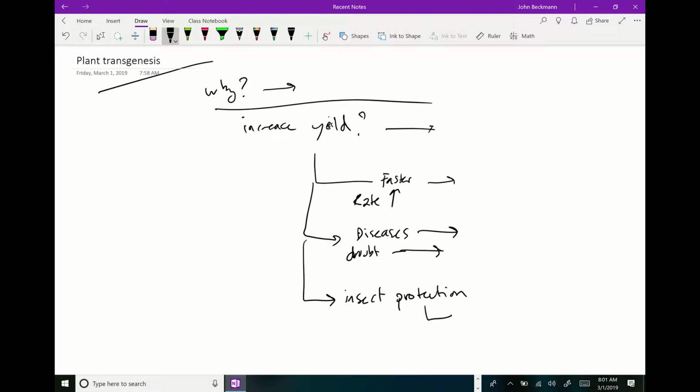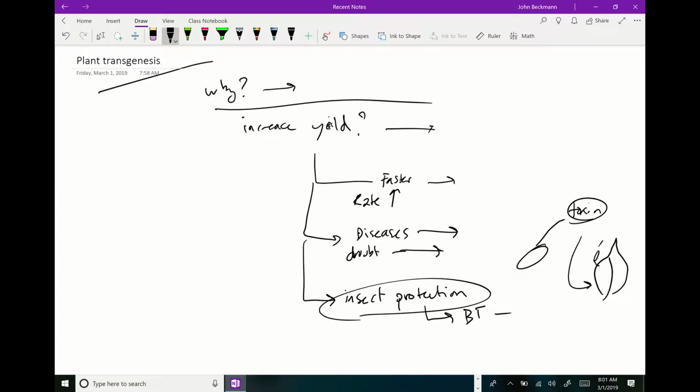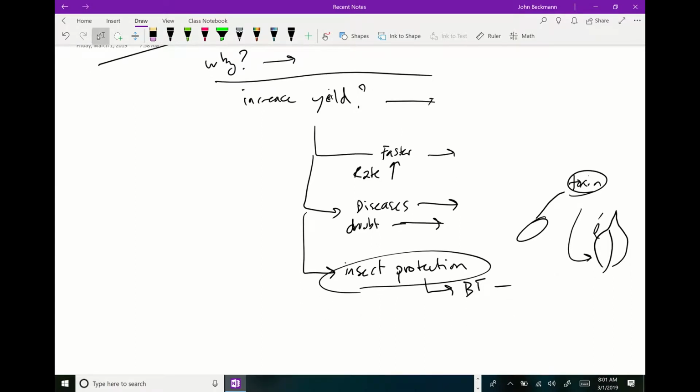So we'll have a whole series of lectures on BT. And the principle of BT is they found bacteria that makes a toxin that kills insects. And they took the toxin and they put it in a plant. Okay. And then whenever an insect eats that plant, the insect dies. So you can encode insect protection in transgenic plants.